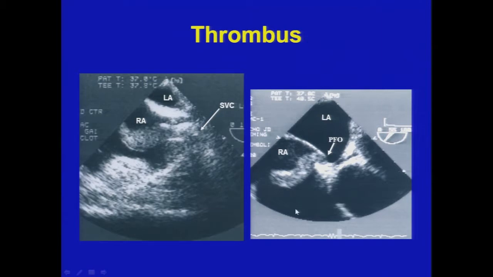And here's a patient that we saw many years ago who presented with a cold, pulseless foot and a pulmonary embolism. And you can see this large thrombus trying to make its way through this patent foramen ovale to get to the left side of the heart, which explained his clinical symptoms.